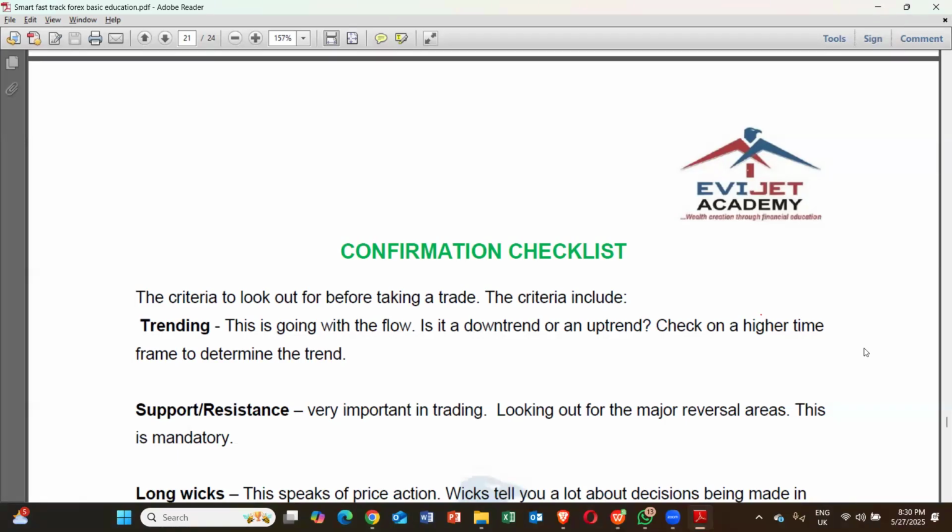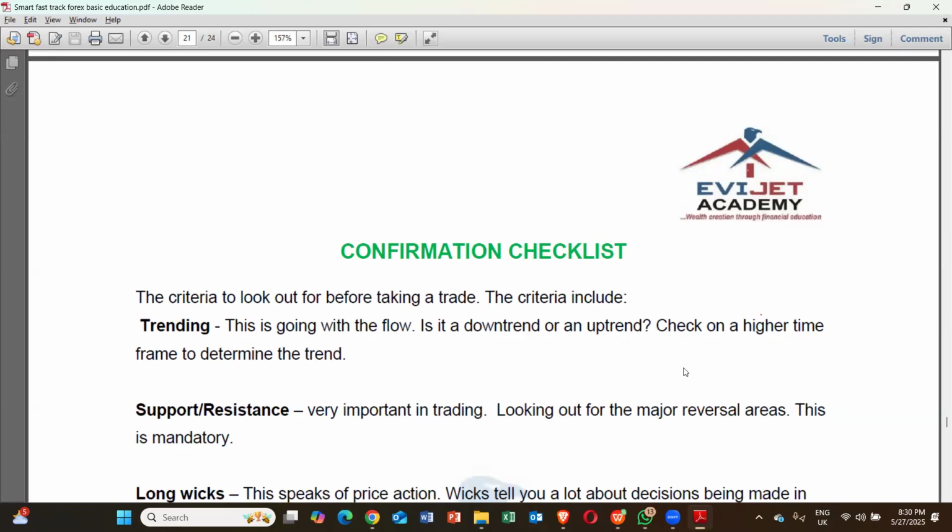So you want to check. You come in the morning, you want to look at the market, you want to check, is this market buying? Is it selling? Is it on a consolidation? You want to check all of them. You want to check the higher time frame and check the lower time frame. Which direction is more prominent for a particular asset that you want to trade? Say trending. This is going with the flow. Is it a downtrend or an uptrend? Check on higher time frame to determine the trend.